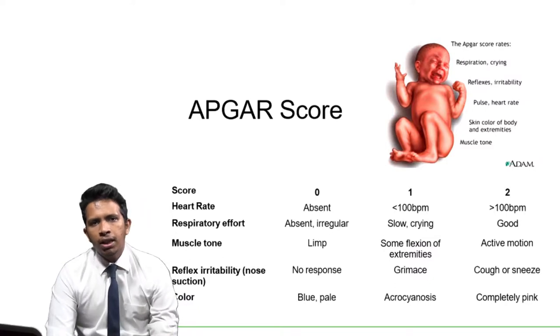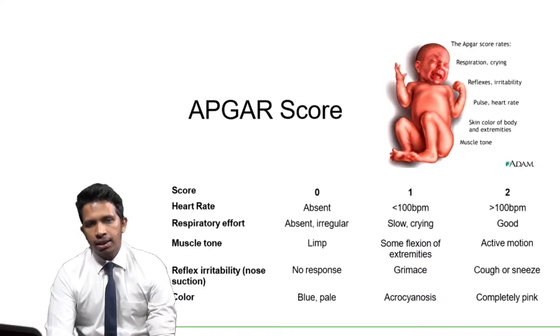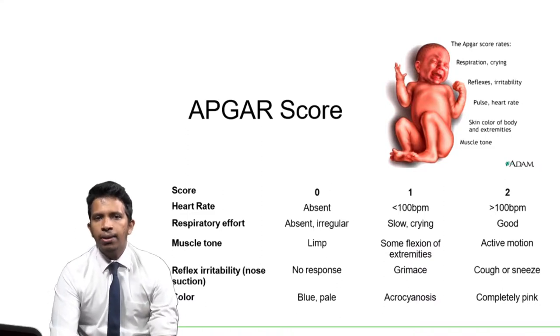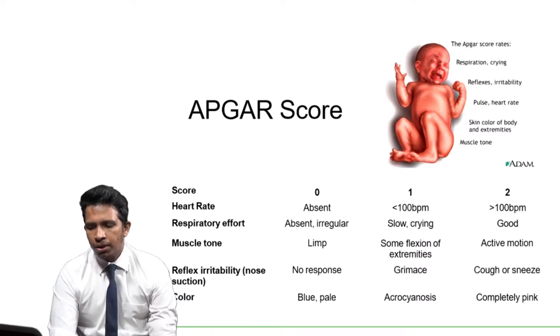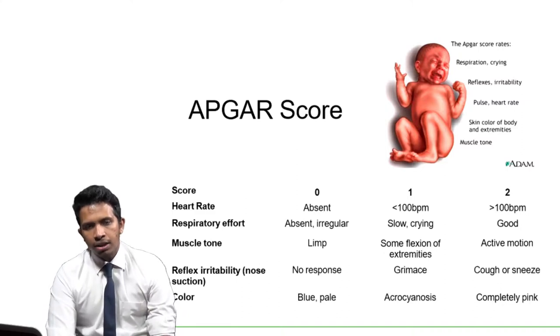So now we have the Apgar score. Okay, so this Apgar score is to determine the child's condition immediately as the child is born. That's the whole purpose of using the Apgar score. So to determine the Apgar score, we assess five different criteria. Okay, so first we'll be looking at the heart rate, then the respiratory effort, muscle tone, reflex irritability, and the color of the baby.